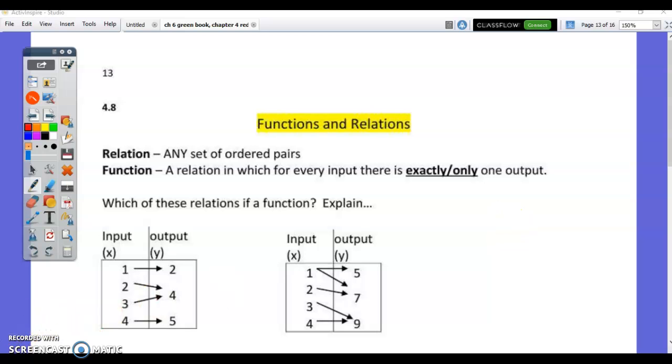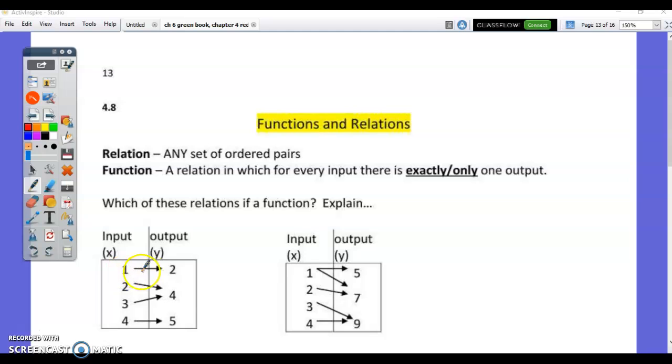Okay, so this section deals with functions and relations, and we're also going to be dealing with domain and range. A relation is any set of ordered pairs. So anytime you see an input and output, or x and y set up like this, that's considered a relation. A function is a relation for which every input has exactly and only one output.